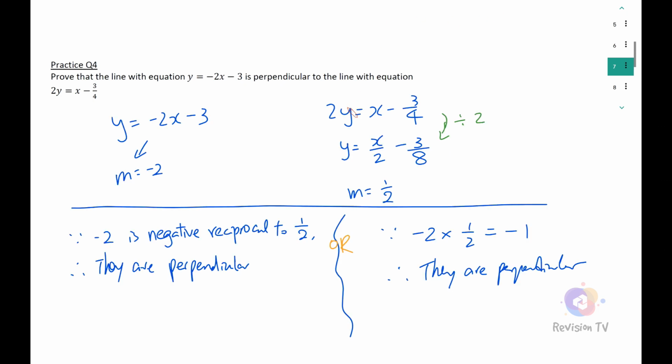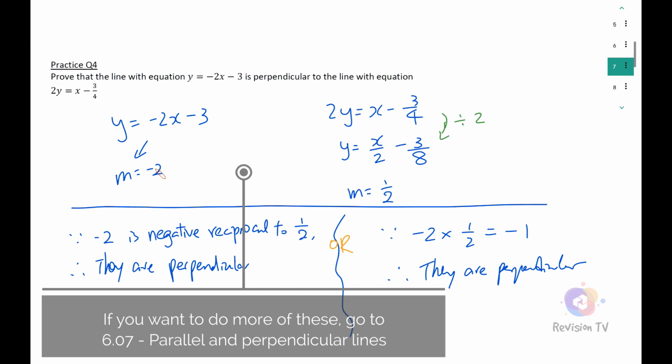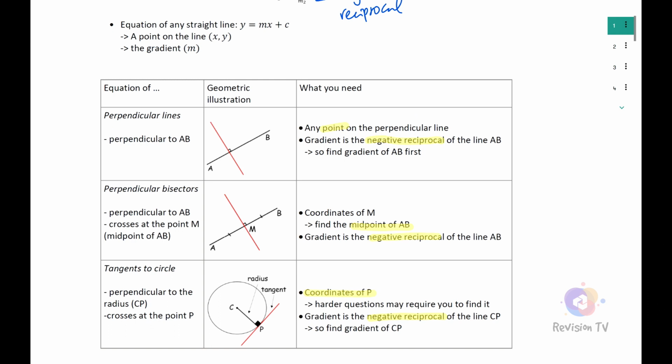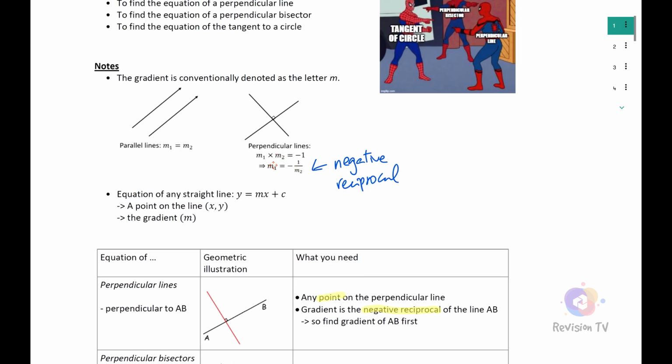To show two lines are perpendicular, you have to make y the subject and work out the gradient of each equation. Then there are two ways you can explain it. One, you can say -2 is the negative reciprocal of a half, or you can switch them around and say a half is the negative reciprocal of -2, therefore they're perpendicular. Or you can say when they multiply together, it gives you -1, therefore they're perpendicular. Remember, the definition of perpendicular is that if the two gradients multiply to give -1, then they are perpendicular.